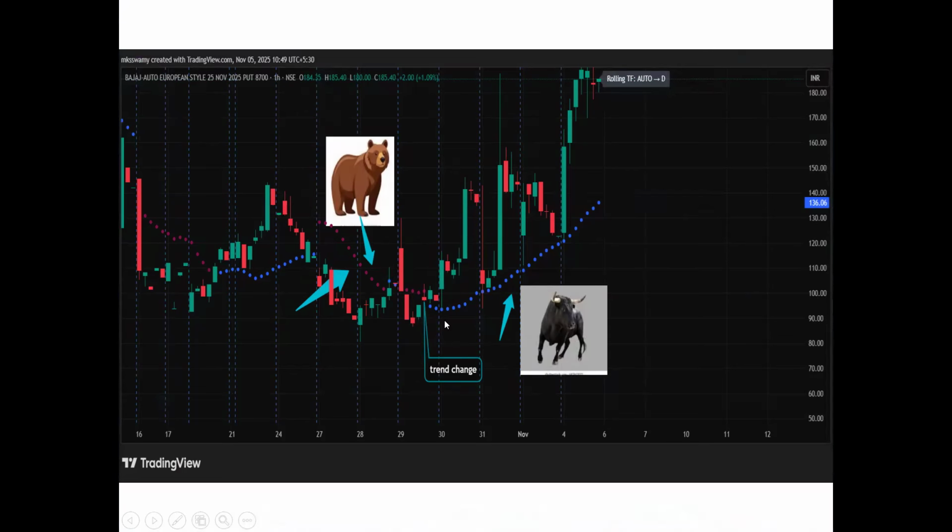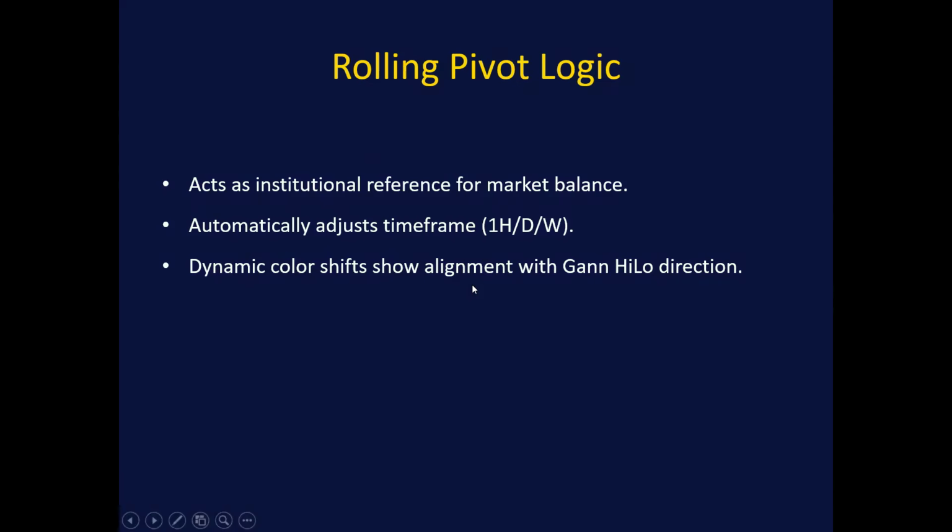Here in this depiction, the magenta color was indicating that the bears were in control. Immediately when it takes the average of the highest highs and lowest lows, it flips, and it is indicating the trend is changing over here. So it is a clear indication of transition from bears to bulls. It changes to blue color and you will get to know that the trend is changing. You can position yourself properly in the trade.